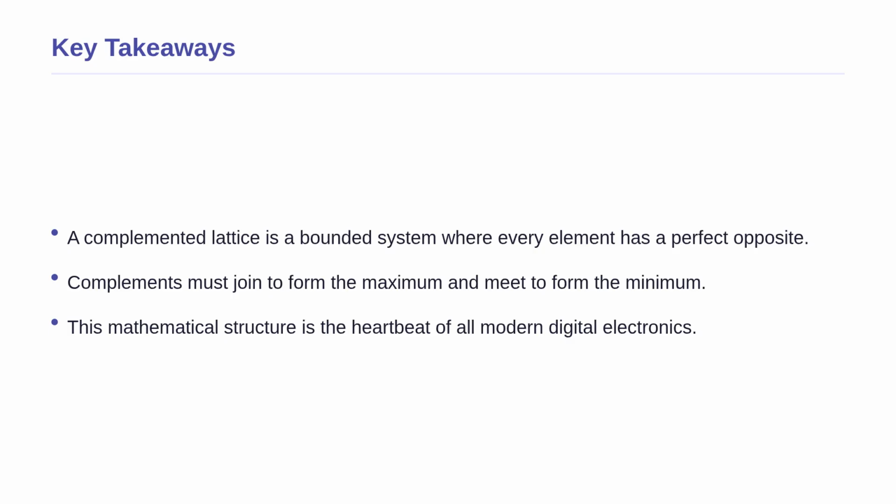Let us summarize the key takeaways from our exploration today. First, a complemented lattice is a bounded system where every element has a perfect opposite. Second, this opposite or complement must combine with the element to form the absolute maximum and overlap to form the absolute minimum. Finally, this simple but powerful mathematical guarantee is what allows us to break down complex systems into manageable opposing parts, forming the mathematical heartbeat of all modern digital electronics. You have now mastered the fundamentals of complemented lattices.